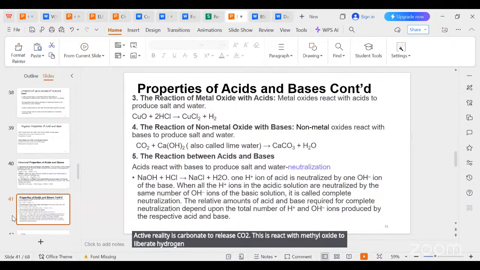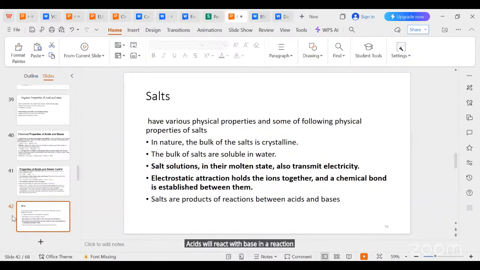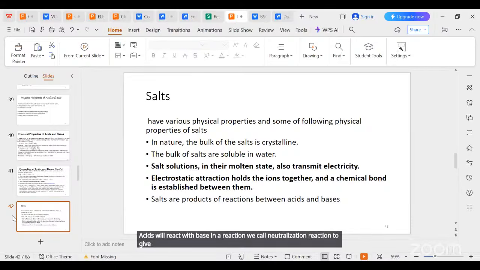Bases react with CO2 to form salt and water. Acids will react with base in a reaction we call neutralization reaction to give us salt. What are salts? Salts have special properties.